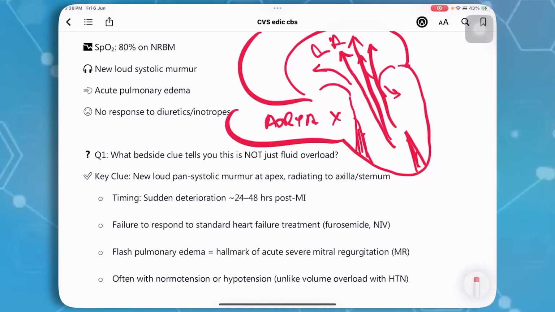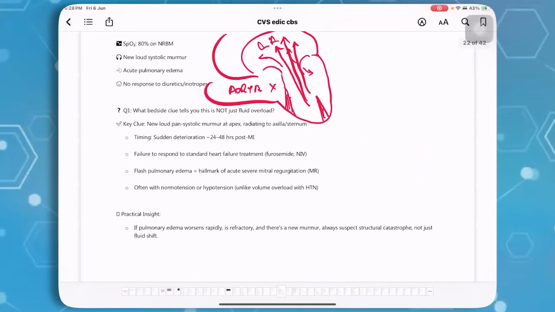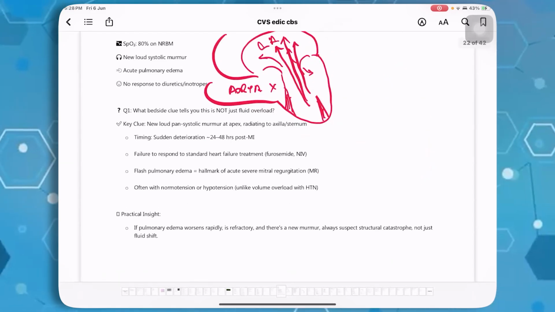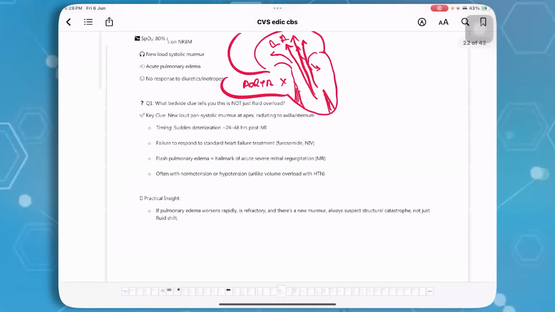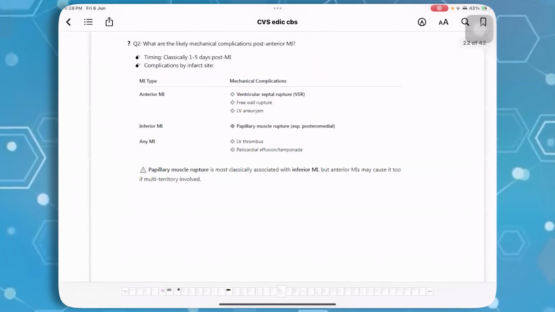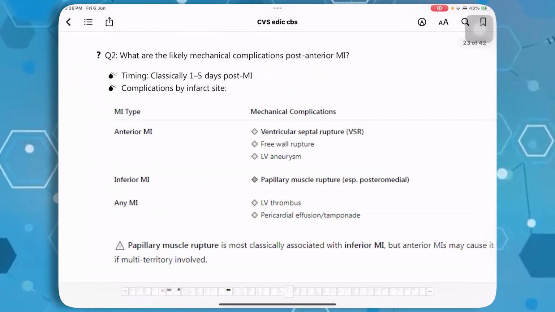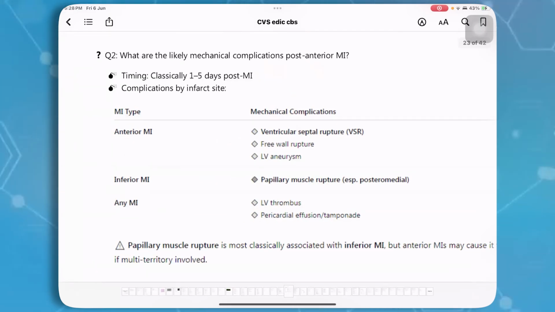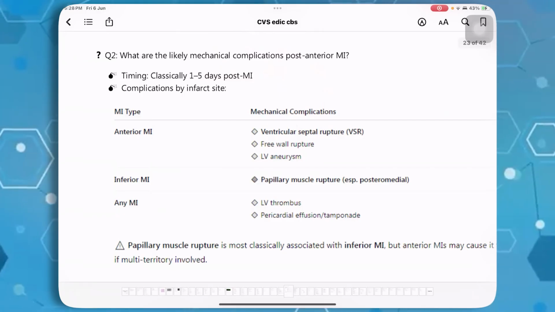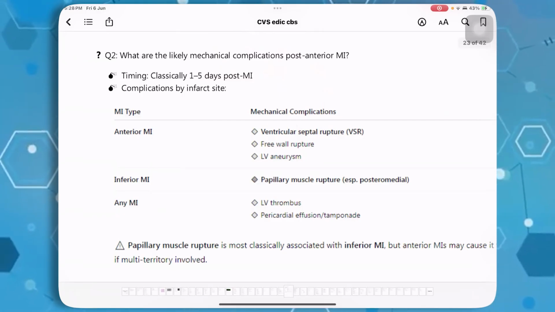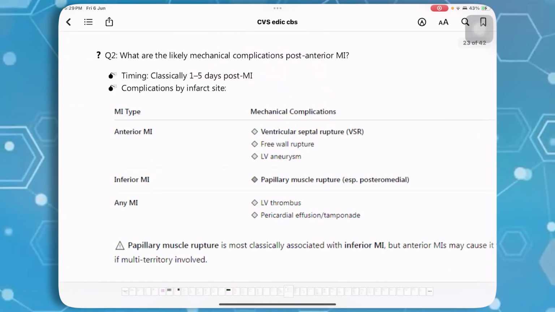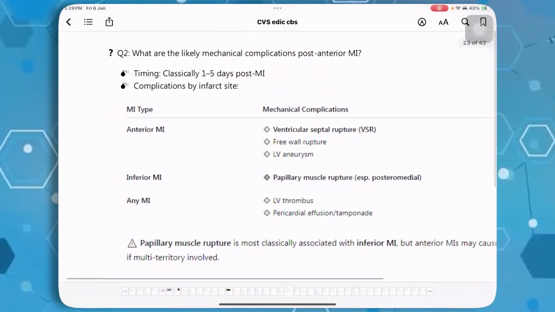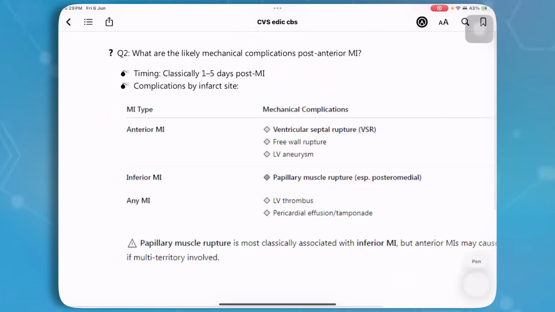So what can you do? If pulmonary edema worsens rapidly, is refractory, and there is a new murmur, always suspect a structural catastrophe, not pulmonary edema due to fluid overload. So what will you do? You will put an IABP in this patient. You will refer the patient to CTVS, the cardiothoracic vascular surgeon, immediately for a mitral valve repair or mitral valve replacement. Now, what are the other complications that can happen in a post-anterior wall MI patient?